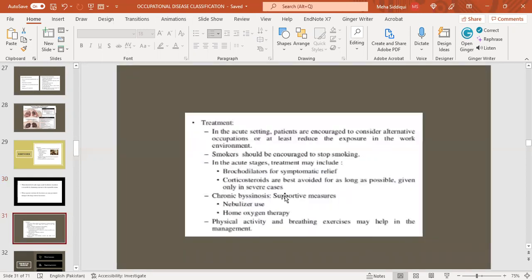Treatment. In the acute setting, patients are encouraged to consider alternative occupations or at least reduce the exposure in the work environment. Smokers should be encouraged to stop smoking. In the acute stages, treatment may include bronchodilators for symptomatic relief. Corticosteroids are best avoided for as long as possible, given only in severe cases. In chronic byssinosis, supportive measures like nebulizer use, home oxygen, physical activity, and breathing exercises help in management.